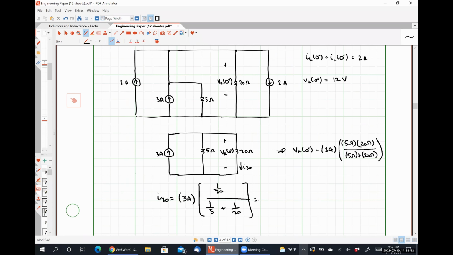So that would be 0.6 amps. 0.6 times 20 is 12. So it doesn't matter which way we do it. We're going to get 12 volts either way. Any questions about the circuit analysis here at t equals 0 plus?